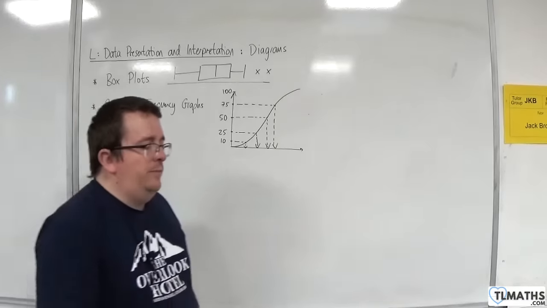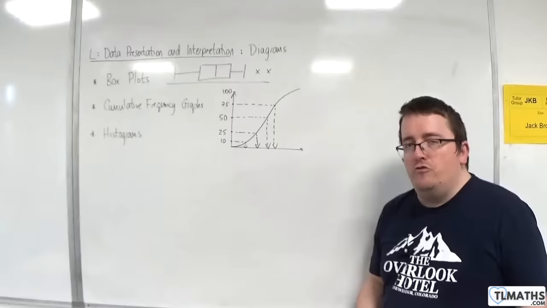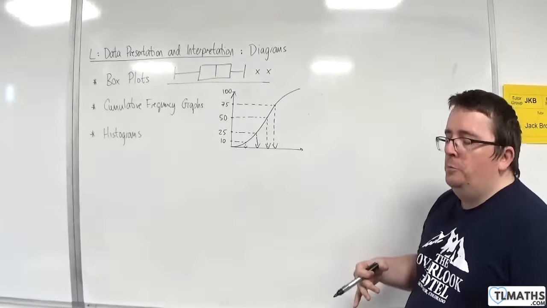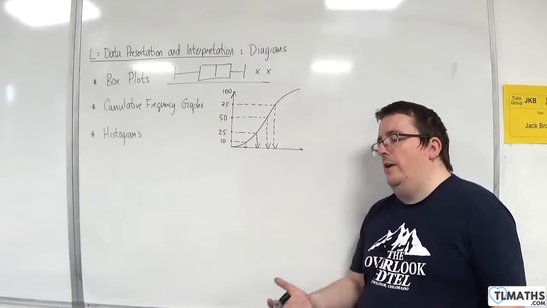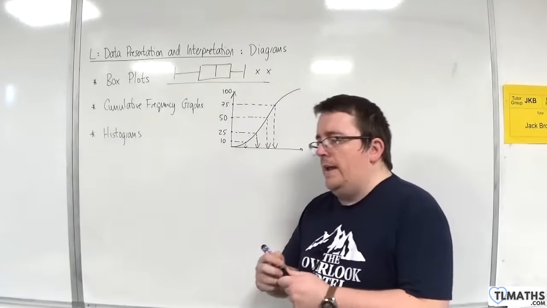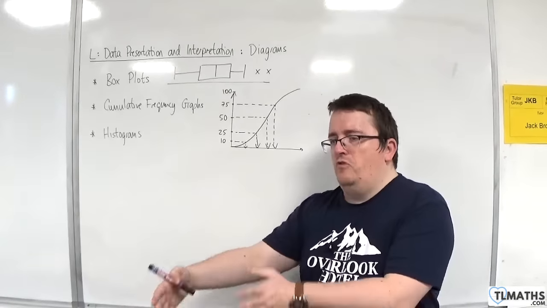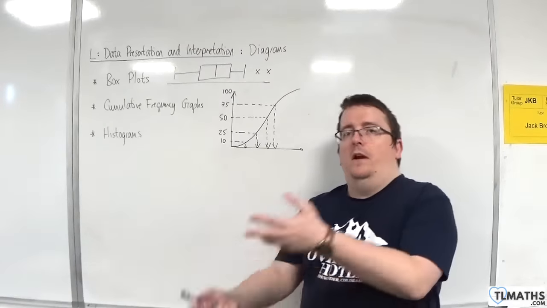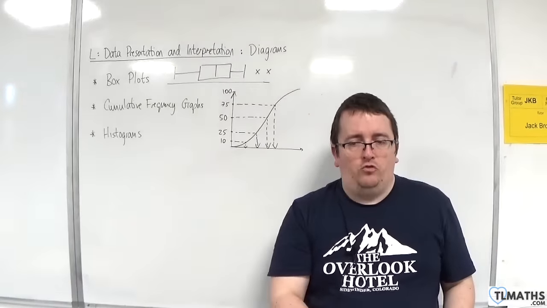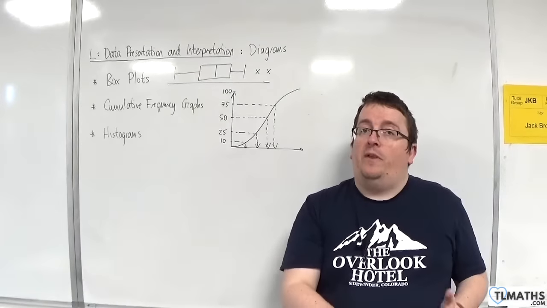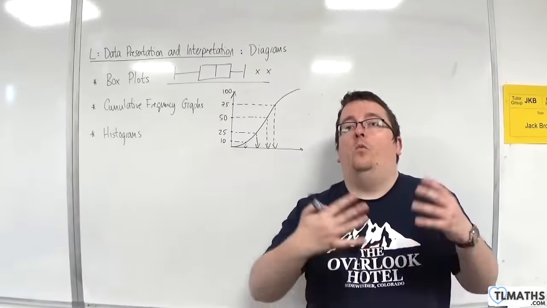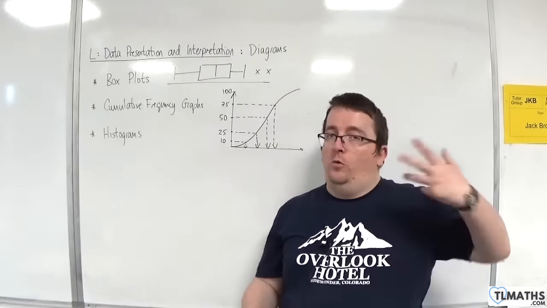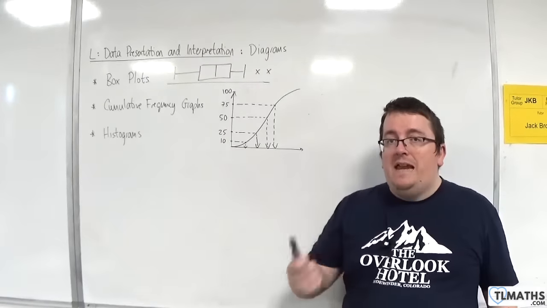Histograms. With histograms, you need to understand that the area is proportional to the frequency. So you might get asked a question where it says this bar represents this many people, it's got this width and this height. Then another bar needs to be drawn that represents this many people and it's got this width. What does the height need to be? You've got enough information there to work out the height. So it may be that kind of problem.